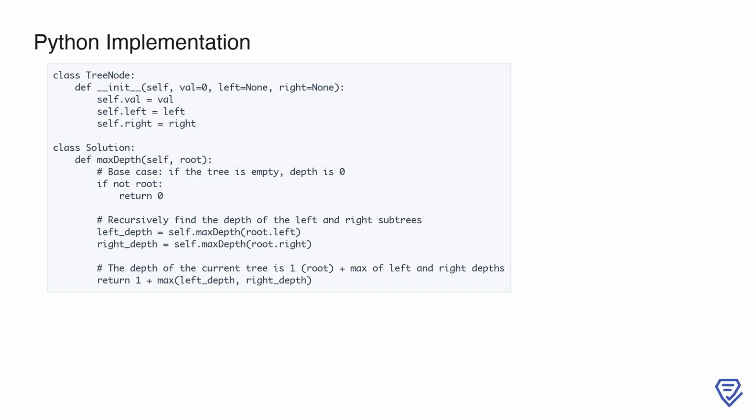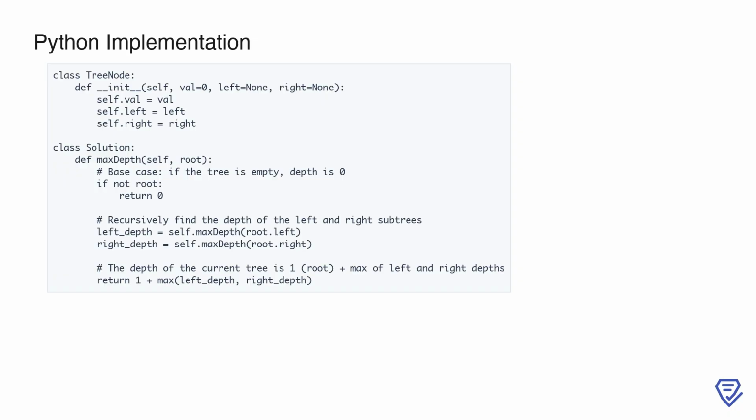3. Base case. The first condition, if not root, checks if the current node is None. If the node is None, it means we've reached the end of a path in the tree, so the function returns 0. 4. Recursive calls. If the current node is not None, the function makes two recursive calls, one for the left subtree, self.maxDepth(root.left), and one for the right subtree, self.maxDepth(root.right). These calls calculate the maximum depth of the left and right subtrees starting from the current node.